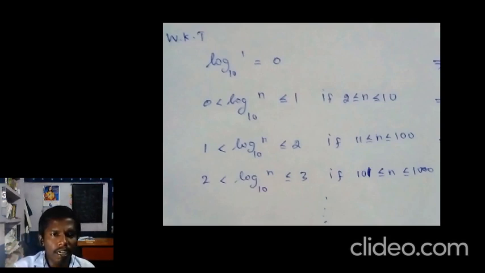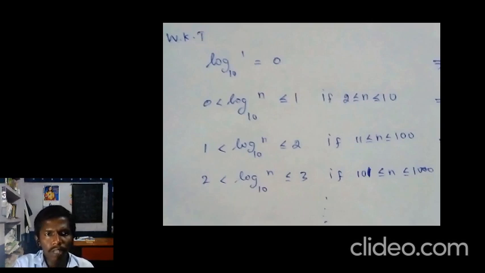Now, we know that log 10 is 1. We know that log 1 is 0. So, for the numbers in between 1 and 10, the log values should lie in between 0 and 1. Actually, 0 is strictly less than log n, which is less than or equal to 1. You can verify this. In the similar way, if you consider the numbers n in between 11 and 100, definitely you have the value of log n is less than or equal to 2 and strictly greater than 1. In the similar way, if you consider the values of n in between 101 and 1000, you will get the log value 2 strictly less than log n less than or equal to 3. In the similar way, it goes on.